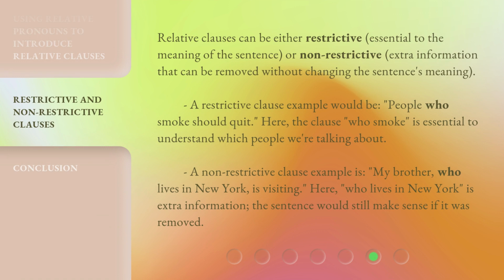Relative clauses can be either restrictive, essential to the meaning of the sentence, or non-restrictive, extra information that can be removed without changing the sentence's meaning. A restrictive clause example would be, "People who smoke should quit." Here, the clause, "who smoke," is essential to understand which people we're talking about. A non-restrictive clause example is, "My brother, who lives in New York, is visiting." Here, "who lives in New York" is extra information. The sentence would still make sense if it was removed.